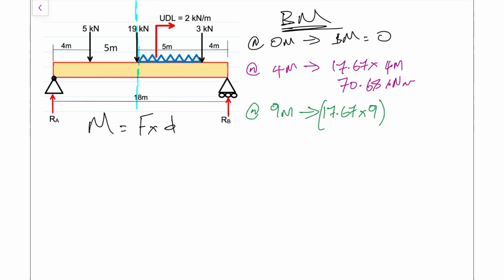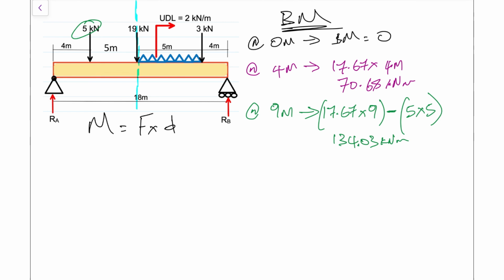And then the second thing is that 5 kilonewtons is going in the opposite direction. So it means that will be negative because it's going to try to rotate counterclockwise. And the distance of that 5 kilonewtons from our pivot point is 5 meters. So it's 5 times 5. And those are the only two forces. And that turns out to be a total of 134.03. And that's kilonewton meter. So that's the second point.